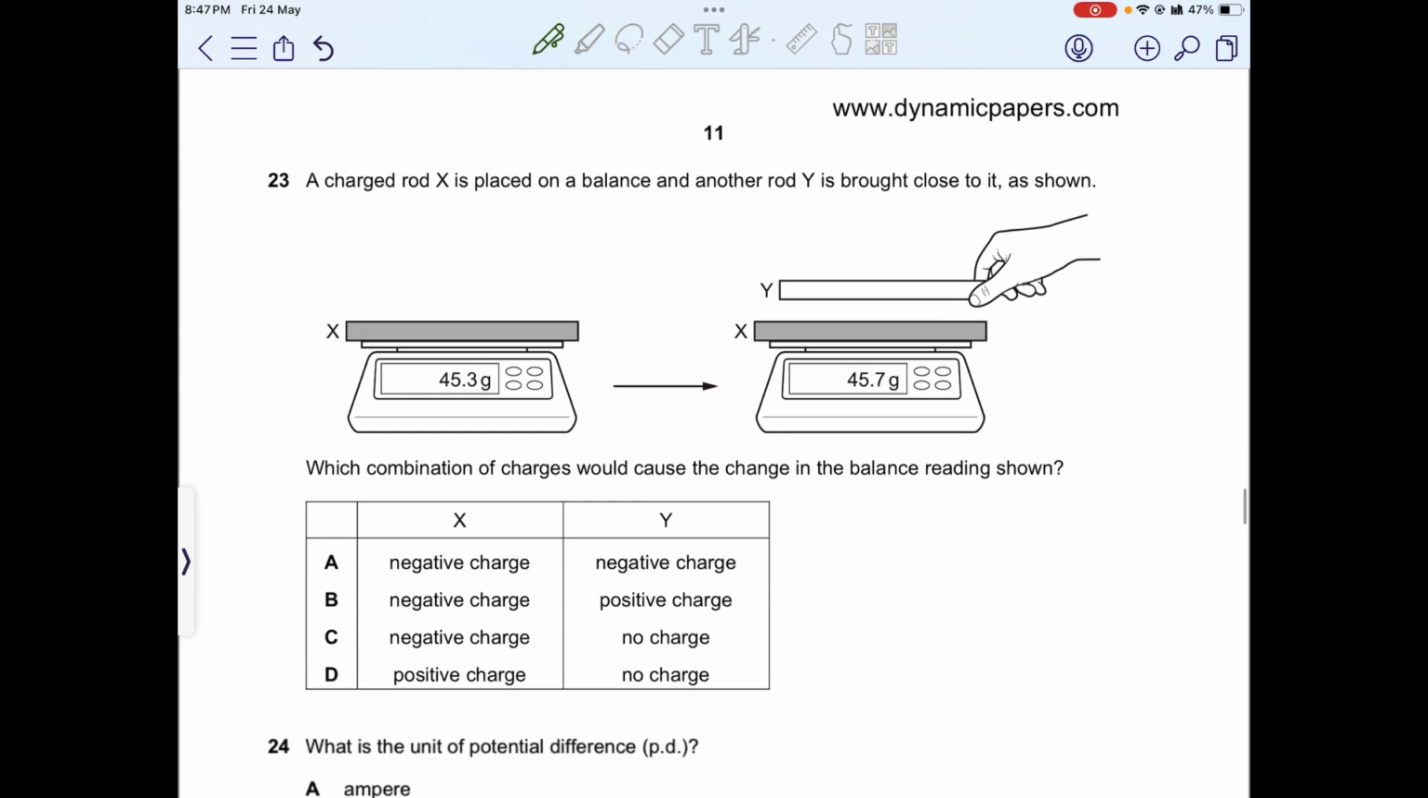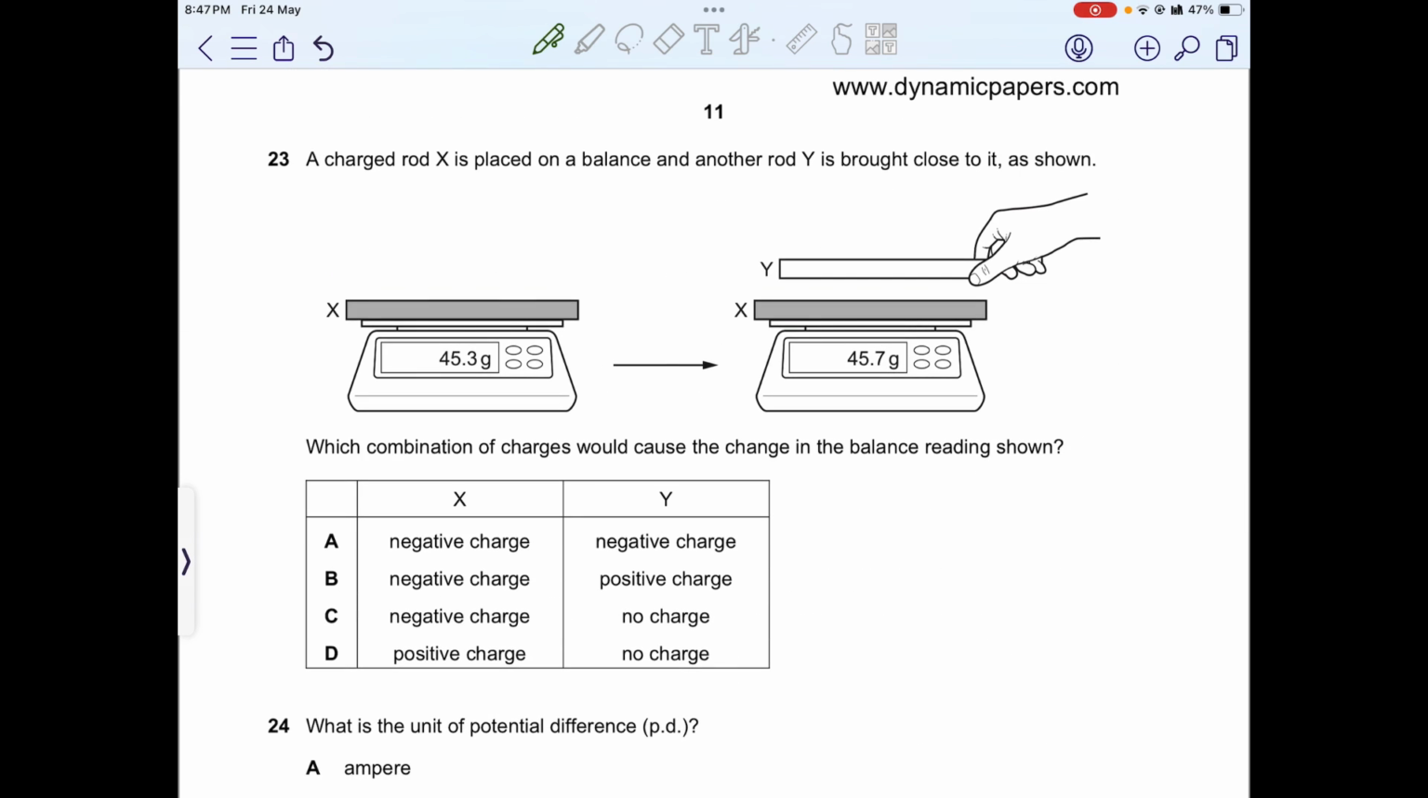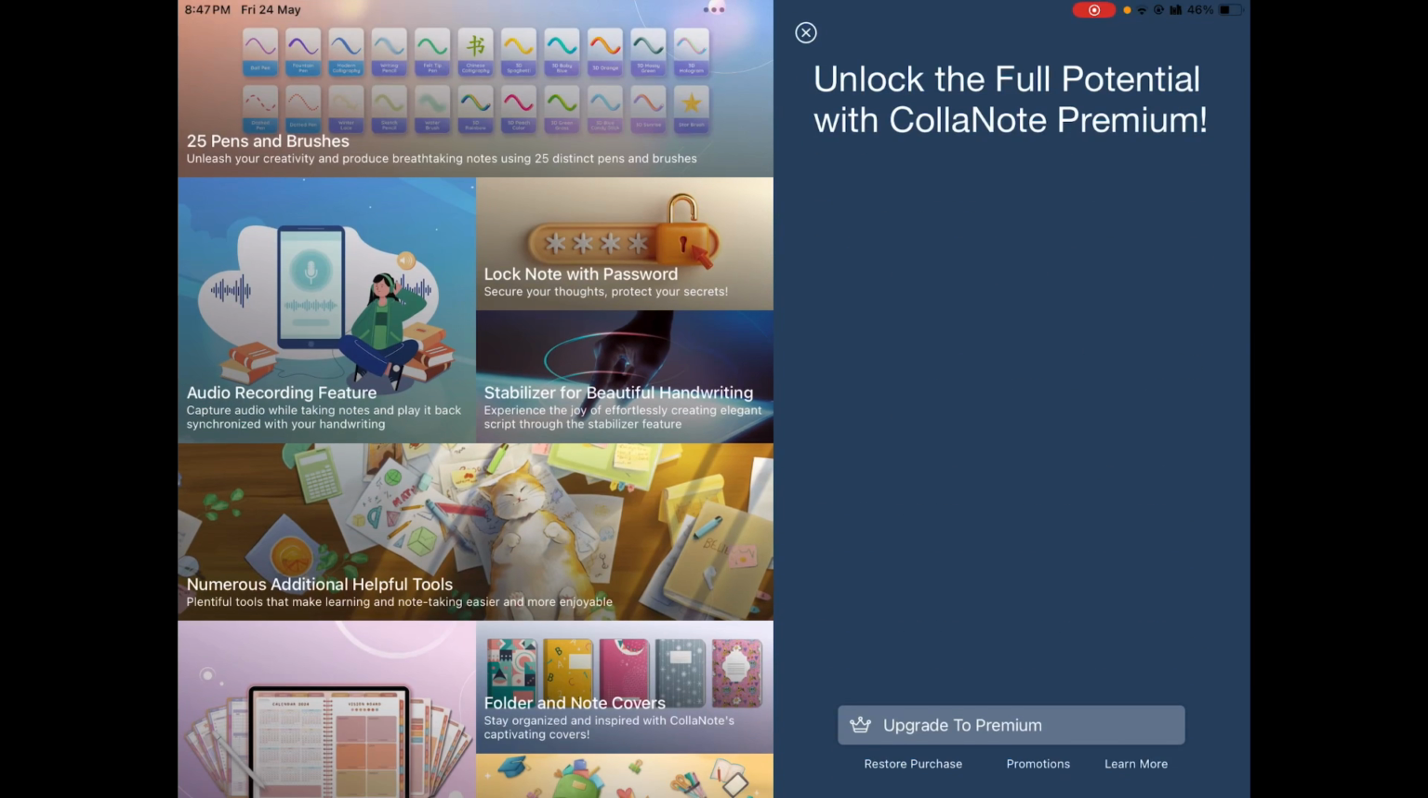Next up, a charged rod is placed on a balance and another rod is brought down close to it. What combination of charges would cause the balance reading? Before it was 45.3 grams and now it's 45.7 grams, which means there's an increase in the mass, or an increase in the force that X is exerting on the balance. Now, if these were opposite charges, they would attract and there would rather be a decrease in the mass. But if they're repelling each other, then they would want to move away and therefore there will be an increase in the force. Therefore, they must have the same charges so that they repel each other.